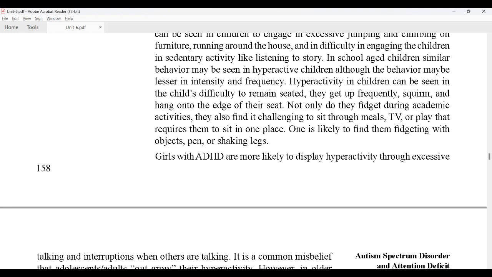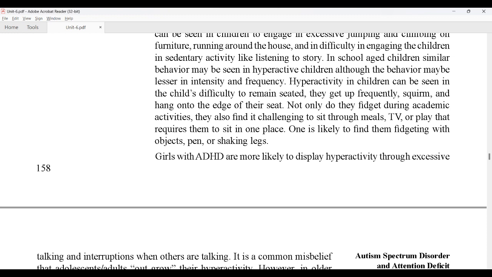They get up frequently, squirm, and hang on to the edge of their seat. Not only do they fidget during academic activities, they also find it challenging to sit through meals, TV, or play that requires them to sit in one place. One is likely to find them fidgeting with objects, pen, or shaking legs.